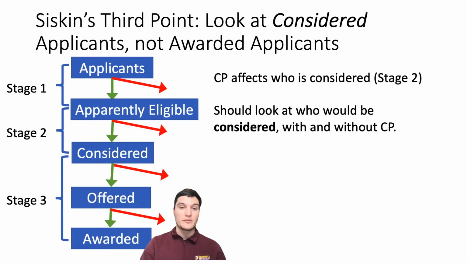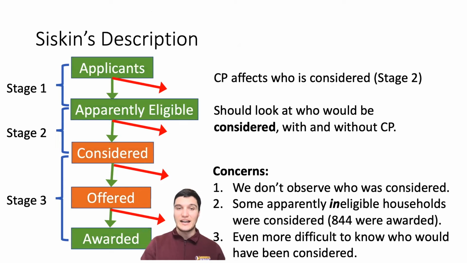And I think this is a reasonable argument. I'm sympathetic to it. The challenge is that we don't really have the data to observe this, right? We don't observe who was actually considered. Some households that in the data look like they might not be eligible actually were considered. And we know that because they were actually awarded, right? So 8.5% of the units in the data set were awarded to families that didn't appear to be eligible. And of course, if we don't even know who was considered under the current policy, it's much more difficult to know who would have been considered under an alternative without community preference.